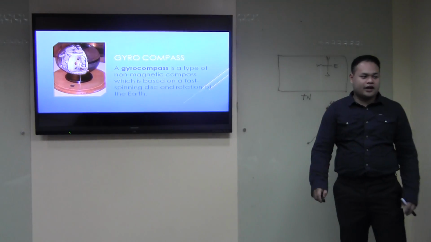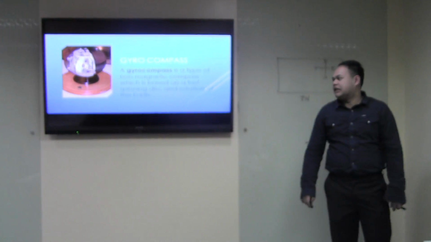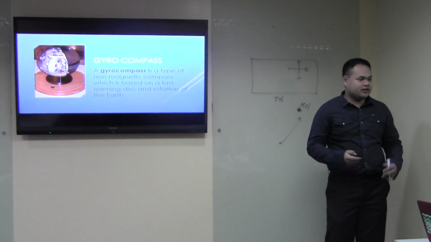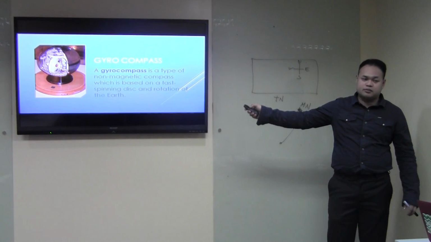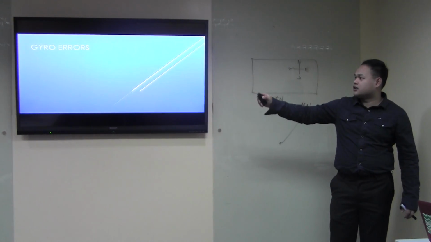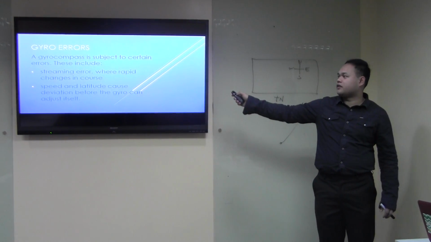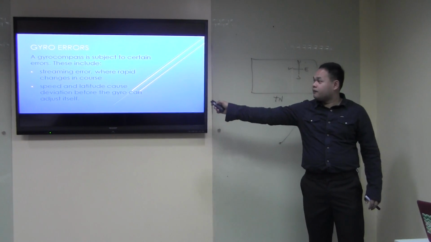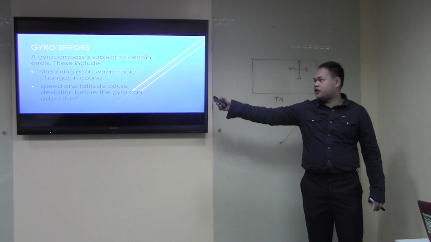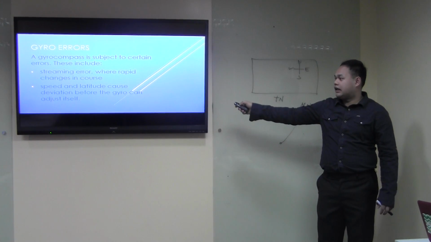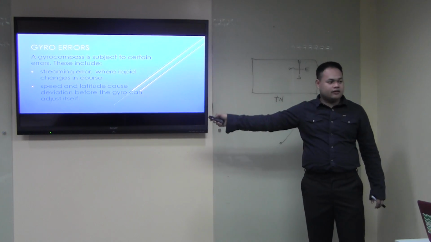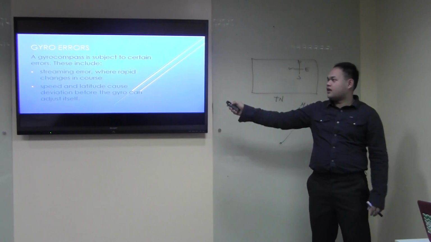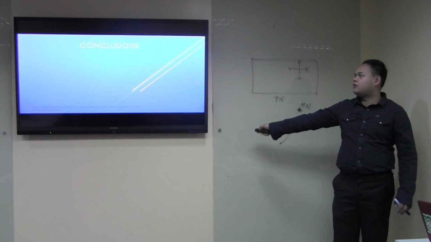So the next is the gyro compass. Gyro compass has three errors, but they are only minor. The gyro compass can correct itself. So when it comes to the gyro compass, it is more reliable than the magnetic compass. As you can see, there are only three errors. Steaming error is a rapid change in course. The second one is the speed error, and the third one is the latitude error. And we move on to the next slide. So we will come to the conclusions now.